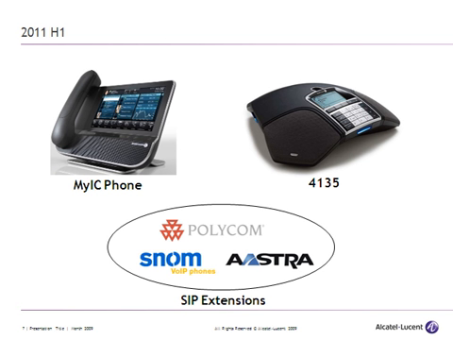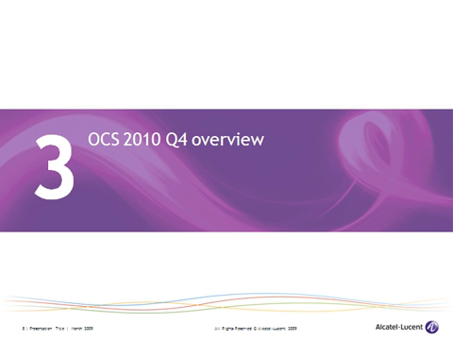We're also going to be getting the 4135 conferencing phone, which has been available on the OXE for a while now, but is our first SIP-based conference unit for the OXO. In addition to this, we're also going to get access to providing standard SIP extensions on the OXO, allowing you to connect handsets from other vendors such as Polycom, Snom, and Astra.